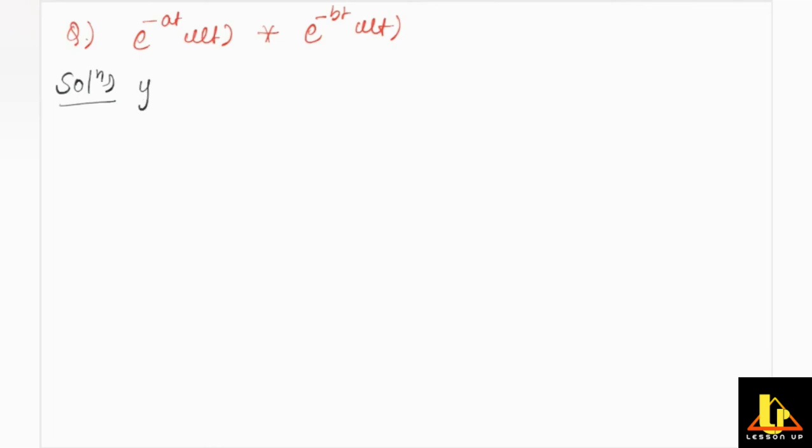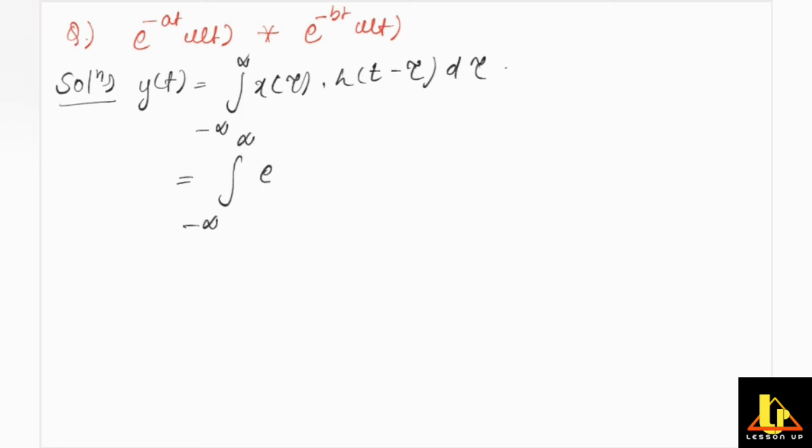So we can write this as y of t, which is equal to integration minus infinity to infinity x of tau into h of t minus tau d tau. So we will take this equation e to power minus at u of t as x of tau and e to power minus bt u of t as h of tau. Okay. So we put this equation as, see, this will be minus infinity to infinity e to power minus a tau u of tau into e to power minus b t minus tau into u of t minus tau d tau.